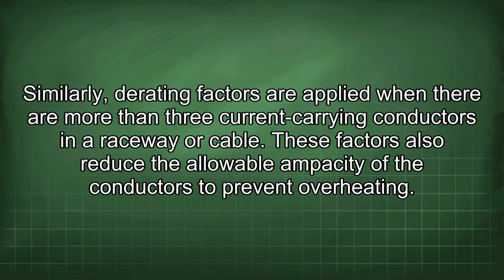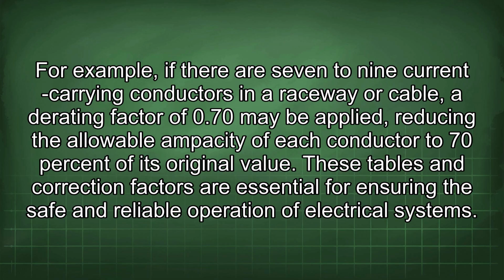Similarly, derating factors are applied when there are more than 3 current-carrying conductors in a raceway or cable. These factors also reduce the allowable ampacity of the conductors to prevent overheating. For example, if there are 7 to 9 current-carrying conductors in a raceway or cable, a derating factor of 0.70 may be applied, reducing the allowable ampacity of each conductor to 70% of its original value.